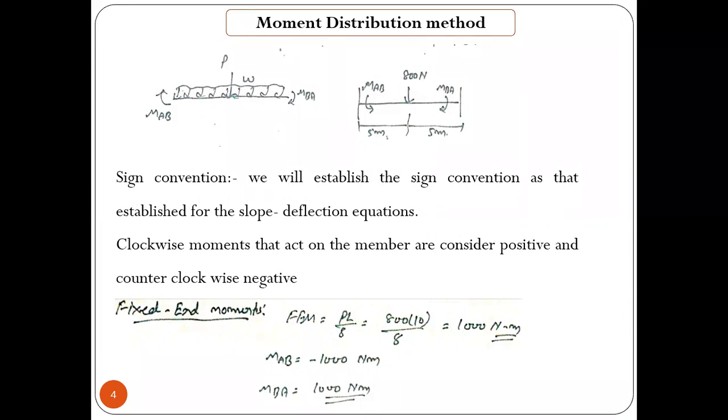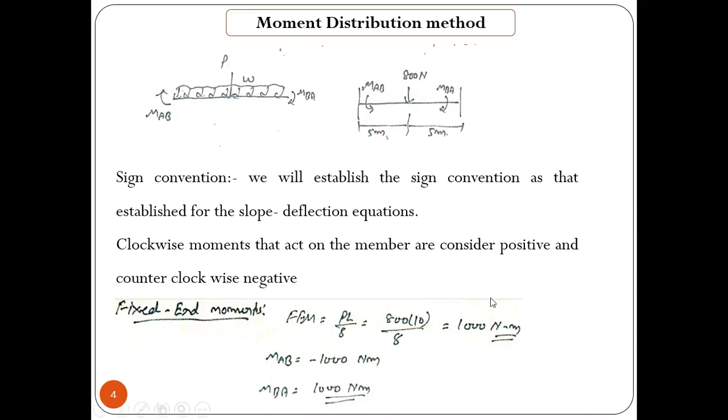So the fixed end moment in the second case: there is a fixed beam with a point load of 800 kilonewton at the mid portion. The fixed end moment will be equal to PL by 8, which we already know how to calculate. So 800 into the span of the beam, which is 10, by 8, so 1000 kilonewton meter. Now MAB is in the anti-clockwise direction, so take it as negative, and MBA is clockwise, so take it as positive. So there is just that difference.